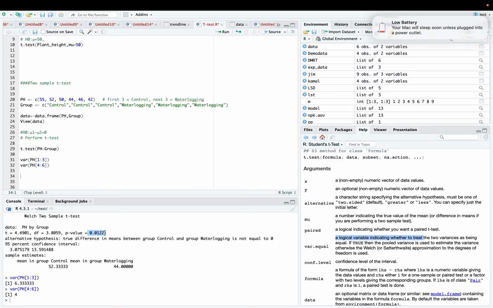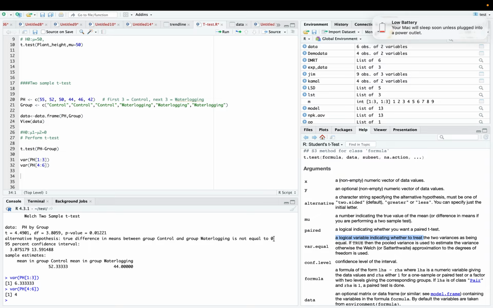That means a significant difference is found, so we can reject the null hypothesis. There is a difference between control group mu1 and mu2, so mu1 minus mu2 is not equal to 0. The claim that there is no difference is not true. So we check the alternative hypothesis: the true difference in means between the control and waterlogging groups is not equal to 0.